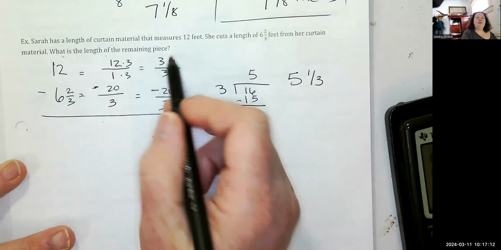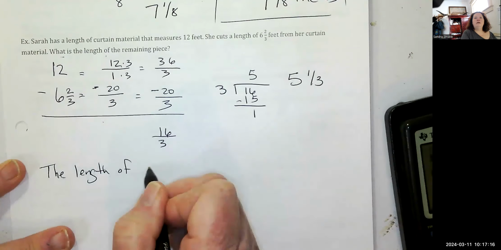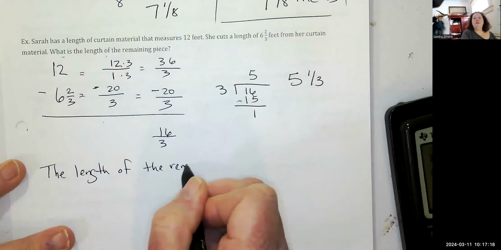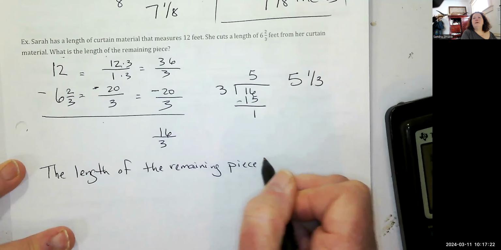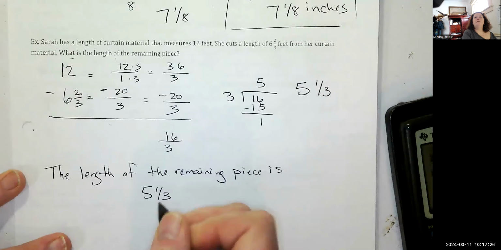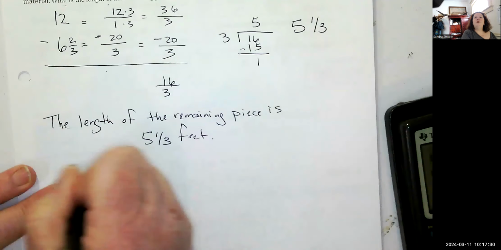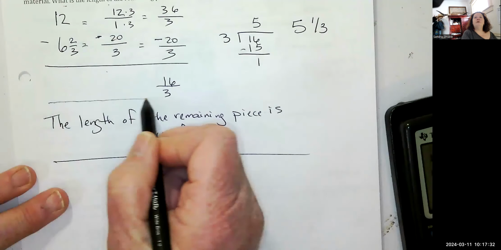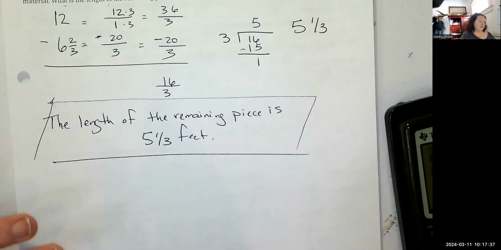So the length of the remaining piece is 5 1/3. What's our unit? Feet. You want to make sure you give a complete sentence and correct units.